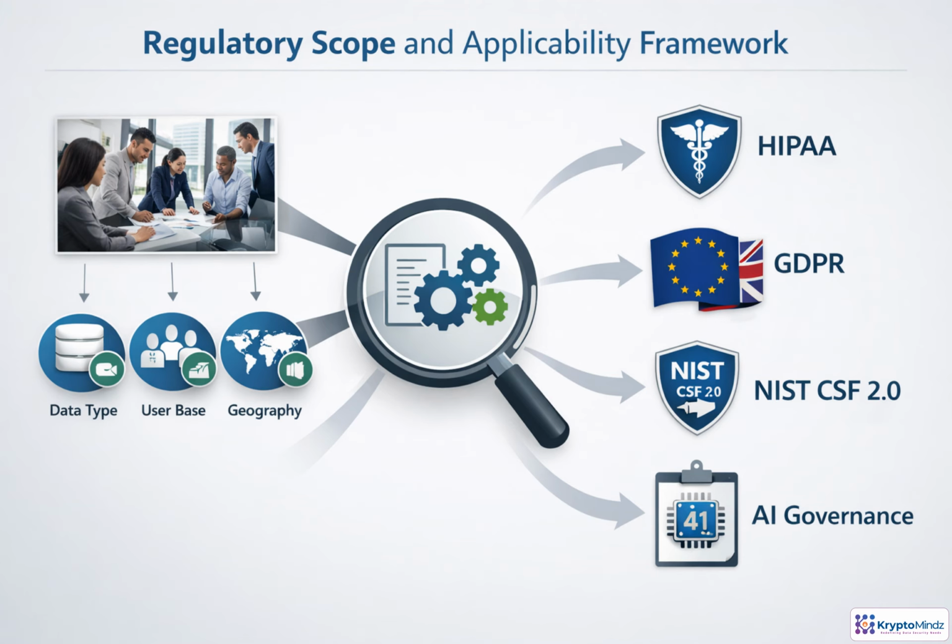Once the scenario is defined, the next move is applicability. Ask what data is handled, who uses it, where they are located, and what role your organization plays. PHI connected to a covered entity points toward HIPAA. EU or UK personal data points toward GDPR. NIST CSF 2.0 can guide cybersecurity even when no law requires it. Internal AI governance may also apply based on risk tier, model impact, contracts, or criticality.